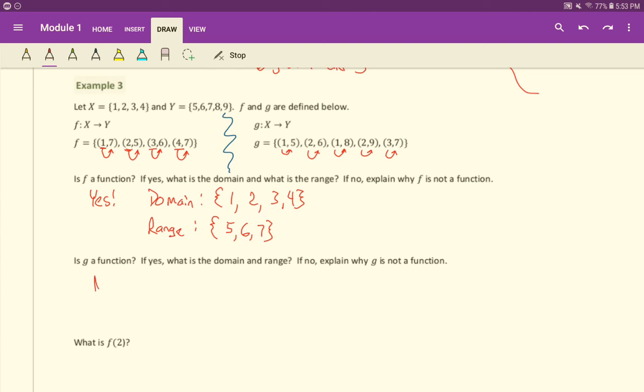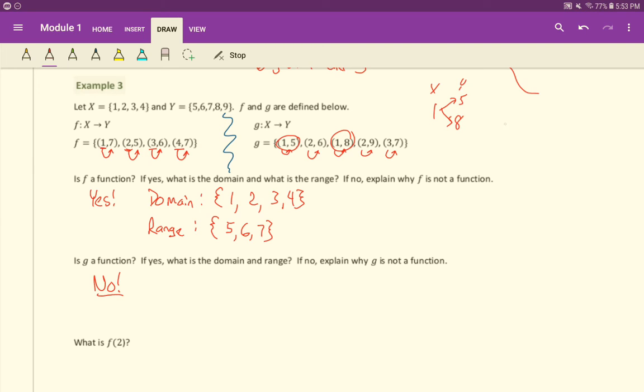So is g a function? The answer is no. And why is that? Well, you can see right here that this 1 gets paired with a 5, but 1 also gets paired with 8. So we have an x value that's paired to two different y values, the 5 and this 8.